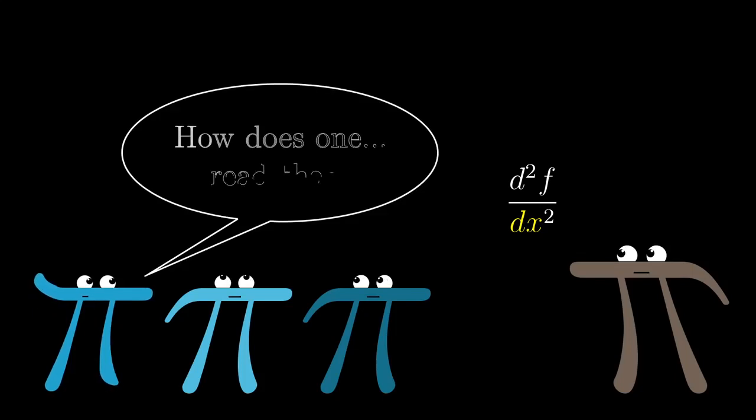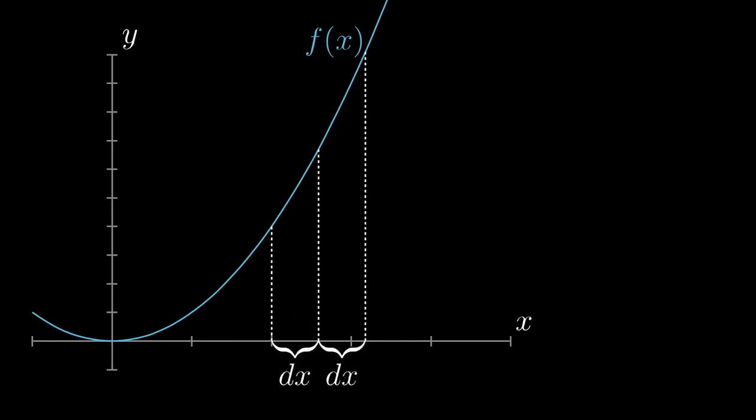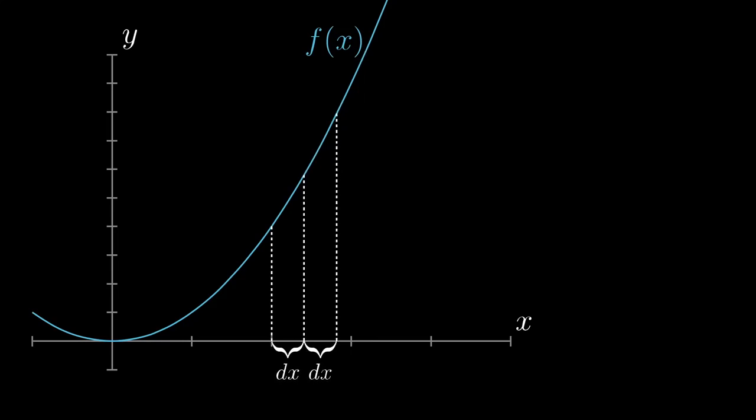And even though it's not terribly important for getting an intuition for the second derivative, I think it might be worth showing you how you can read this notation. To start off, think of some input to your function, and then take 2 small steps to the right, each one with the size of dx. I'm choosing rather big steps here so that we'll be able to see what's going on, but in principle, keep in the back of your mind that dx should be rather tiny.